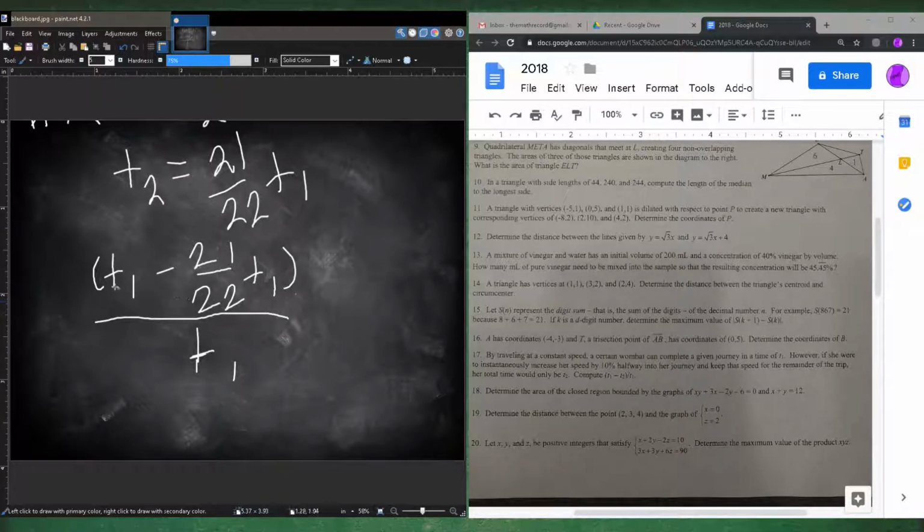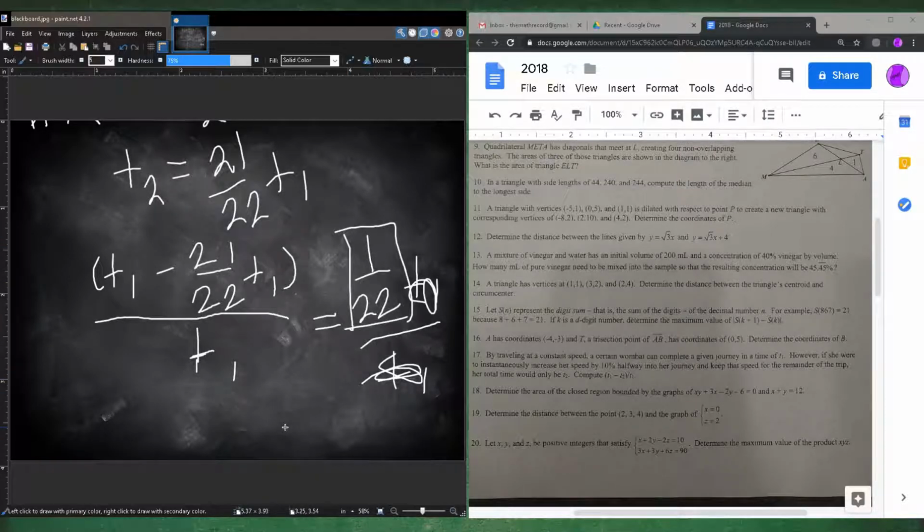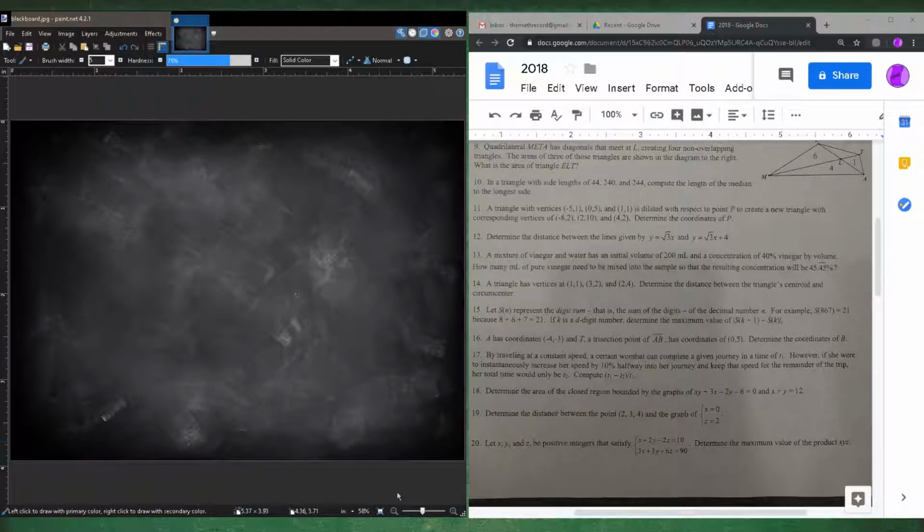So basically, it's just t1. This is 1 t1, so it's just the same thing as 22 over 22. So 22 over 22 minus 21 over 22 is just equal to 1 over 22 t1 divided by t1, right? So you can just cancel out the t1, and all you have left is just the 1 over 22. So that's your answer for number 17, 1 over 22. So the first thing you have to do is just basically find that relationship, and then you just plug it in. Basically that simple. It just takes a while to get the relationship.